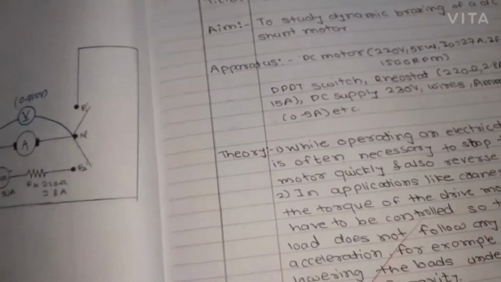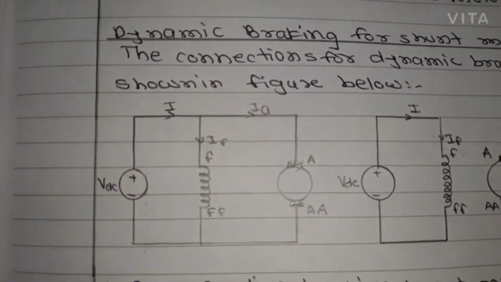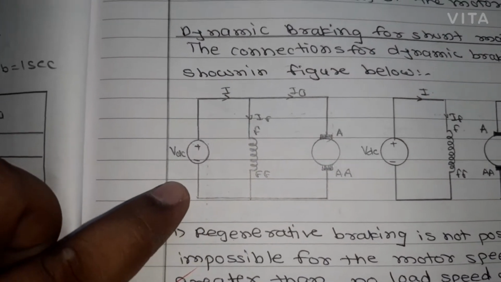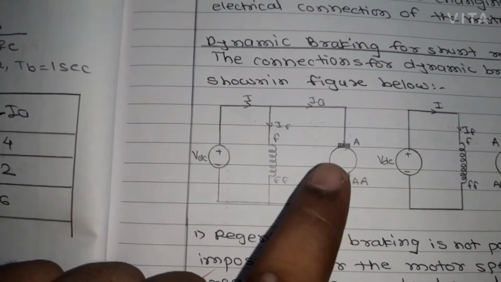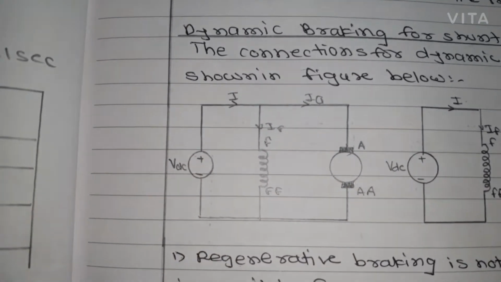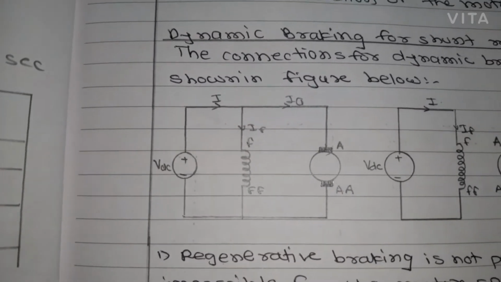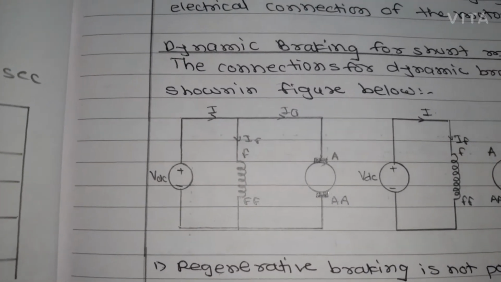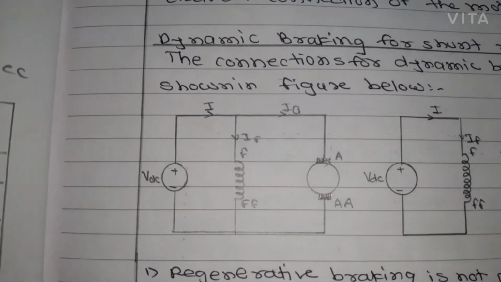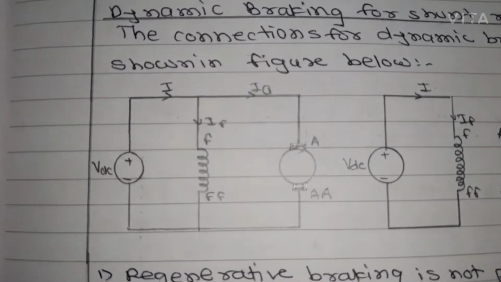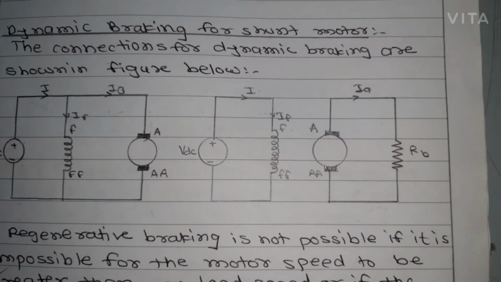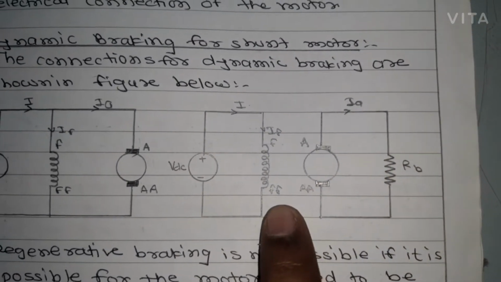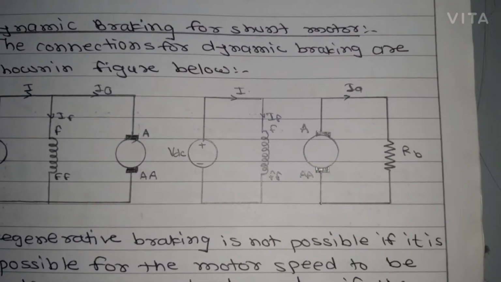Now, what is dynamic braking? You can see the connections for motoring mode. It is a shunt motor, so the supply voltage, field winding and armature are all connected in parallel. In braking, we disconnect the armature from the supply, keep the field connected to the supply, and then connect a braking resistor across the armature. So this is the connection during braking.